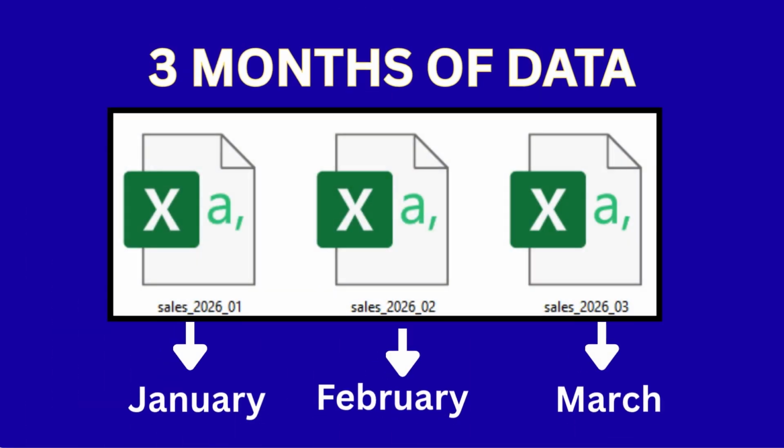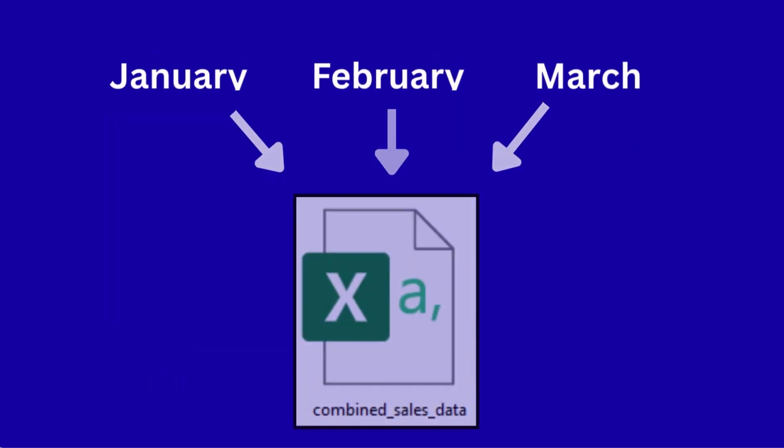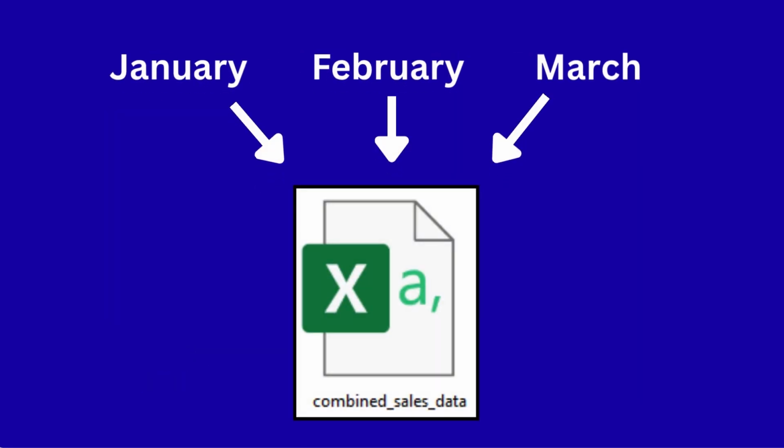If you're combining multiple CSV files manually, well, I want you to stop, because in this video, I'm going to show you how to combine multiple files in Python with just a few lines of code. This will save you hours of work, especially if you're working with monthly sales data. Here we have three separate sales files, January, February, and March. We will create a code to run and combine these files into one dataset in seconds.